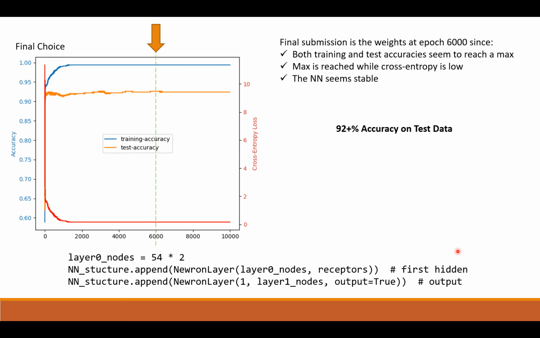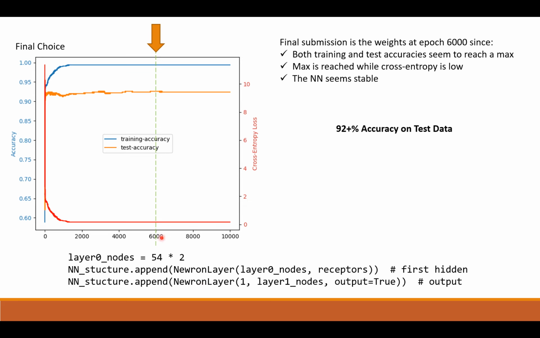So as a final choice, the network of choice was one of many, so I attempted different quantities of layers and nodes, and the one I picked is one with 54 times 2 nodes in the hidden layers, 108 nodes, double the amount of features, and a single node on the output layer utilizing the sigmoid activation.